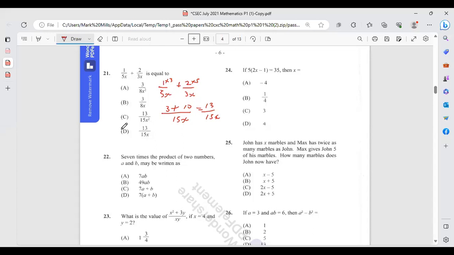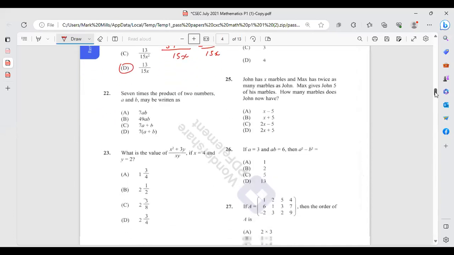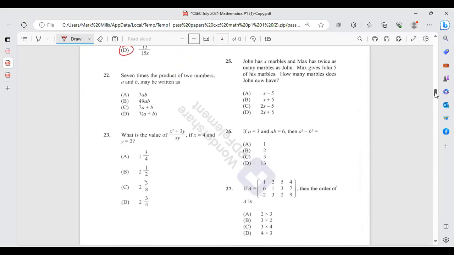B. Number 22. Hold on, no. Let me just finish now. 7 times the product of 2 numbers A and B is written as 7 times A and B. That would be A.